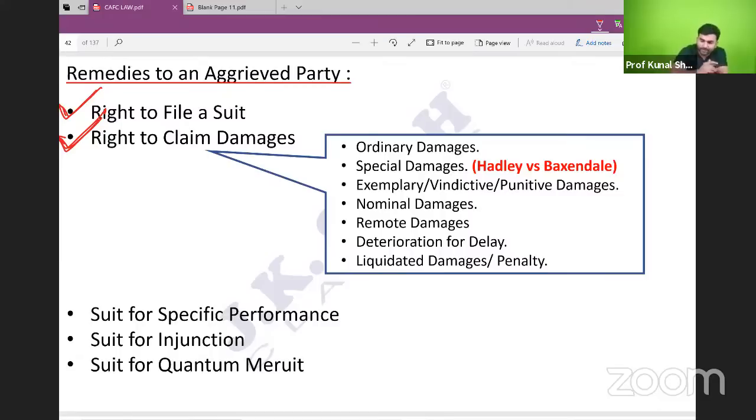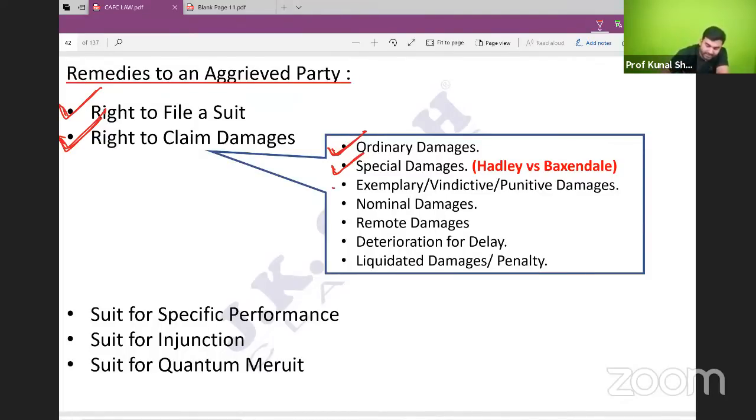Damages are of various types. Ordinary damages, which means JK sir will recover only the ordinary course of losses which he is going to suffer. However, if JK sir has already communicated some special circumstances to me, and I still do a breach, then JK sir has a right to demand special damages. Special damages can be demanded only when special circumstances were communicated, as it was held in the case of Hadley versus Baxendale.